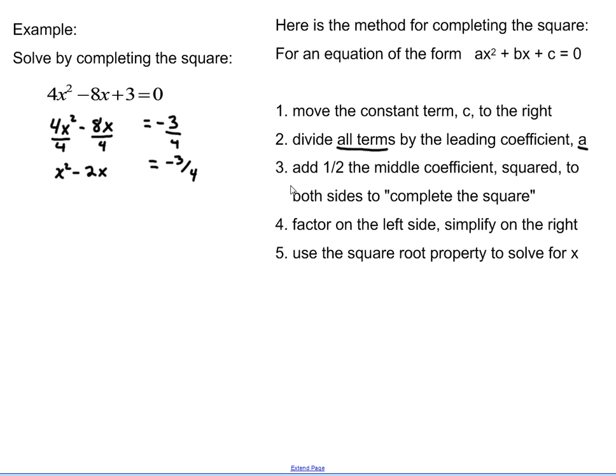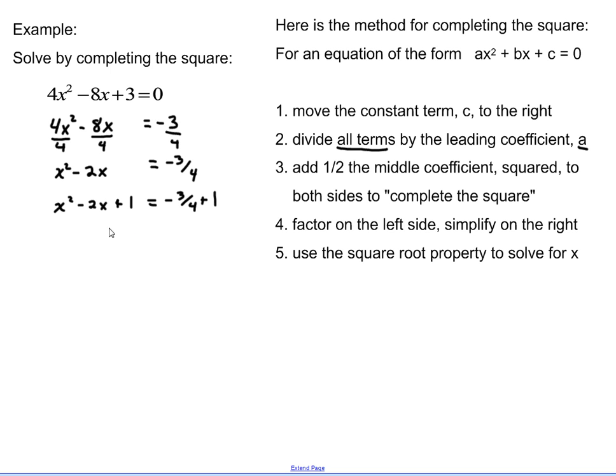So the third step says add 1/2 of the middle coefficient squared to both sides to complete the square. In other words, you think just like we did before. If I had x squared minus 2x, what would you have to add to make this into a perfect square trinomial? Well, 1/2 of 2 is 1, and 1 squared, well, that's 1. So we add 1 to both sides of this equation to make it a perfect square trinomial on the left-hand side. Remember, to balance an equation, you must add whatever you do on the left to the right.